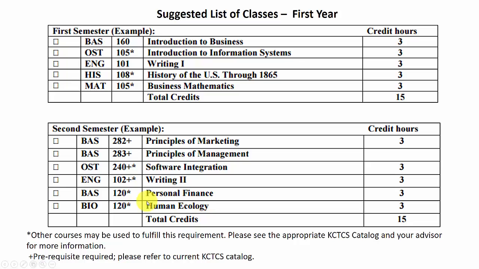That's the first year. And notice the little asterisk means that other courses may be substituted, right? Because it's just a suggested list. And also notice that there are prerequisites involved in some classes with little plus marks by them, and you can refer to the catalog to see what the prerequisites are. So that's year 1. Now let's look at year 2.